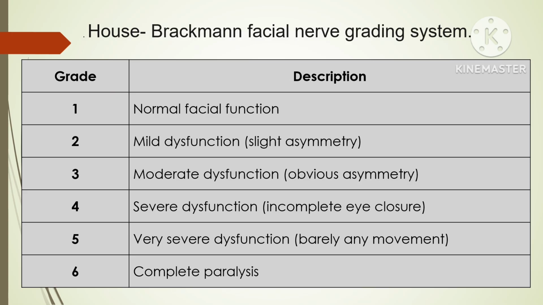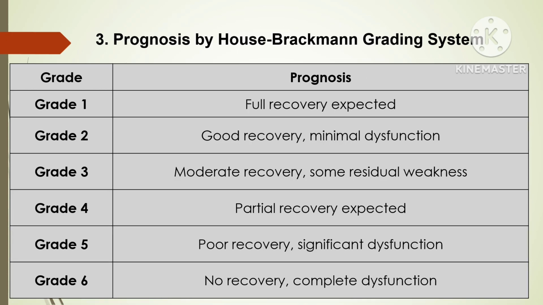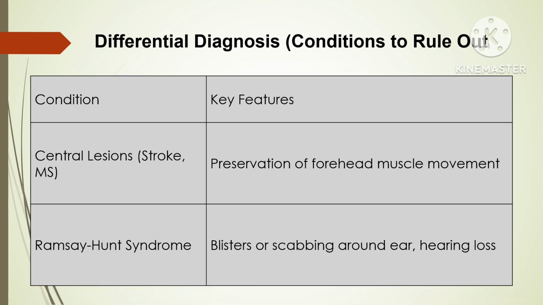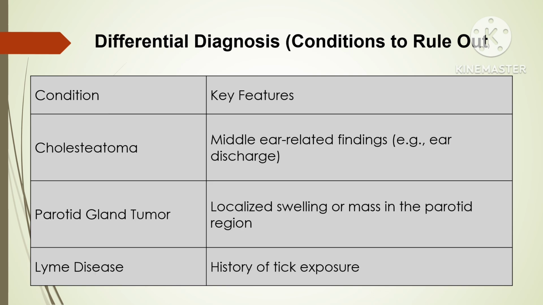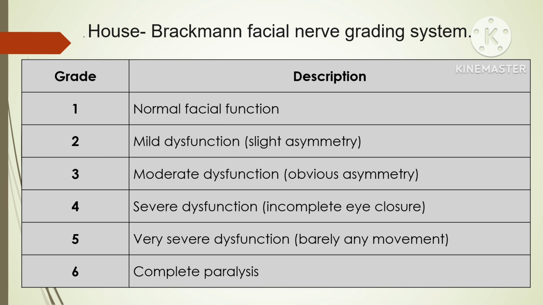The House-Brackmann grading system is a standardized method used to evaluate facial nerve function, especially in case of paralysis. It classifies facial nerve dysfunction into 6 grades based on the symmetry, motion, and overall functionality of the face. This grading system starts from the normal function, which is graded as grade 1, to grade 6, which means a total paralysis.